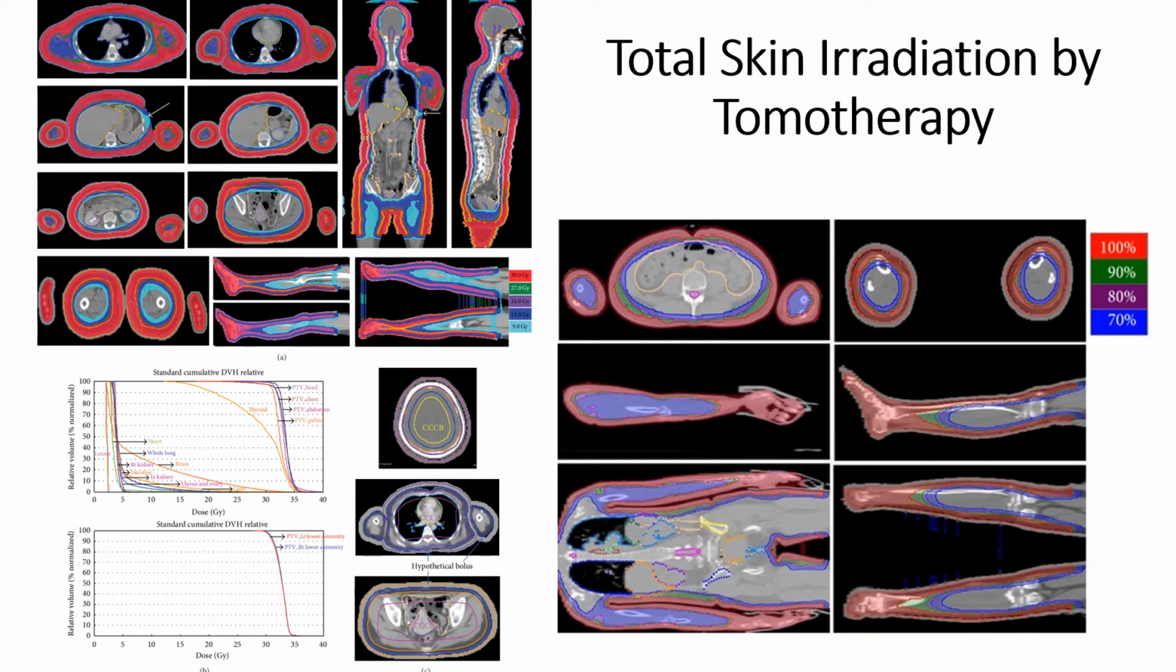This is an example of dose distribution when we do total skin irradiation by tomotherapy, something that is nearly impossible to do if we use other types of LINACs. You can see here, usually it is given for mycosis fungoides, which is skin lymphoma.